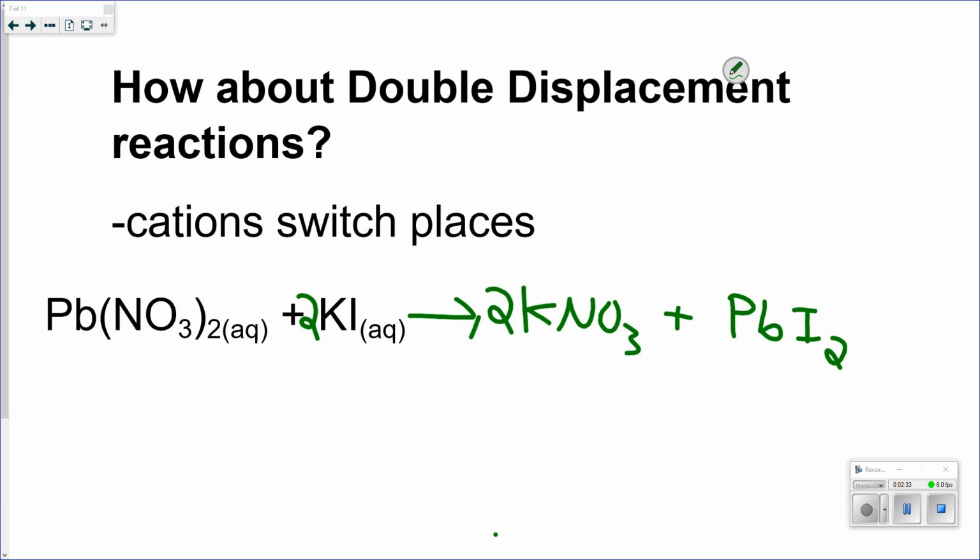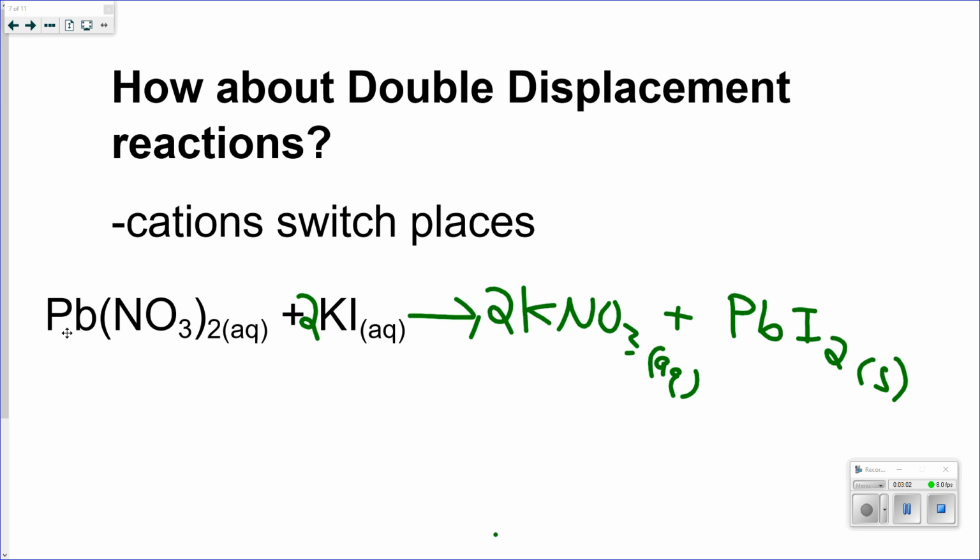I still would have to figure out the phase notations for these two compounds. And that's something I'm going to go over with you in about 5 minutes or so. But for now, I can tell you that the potassium nitrate would be aqueous, and the lead II iodide would be a solid.